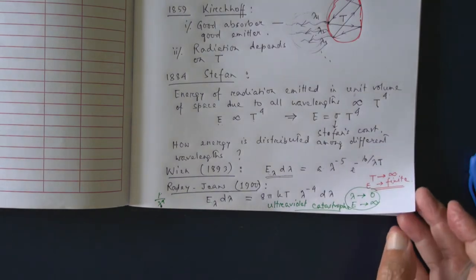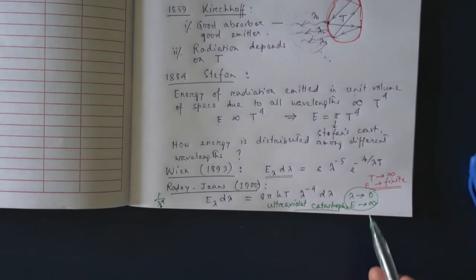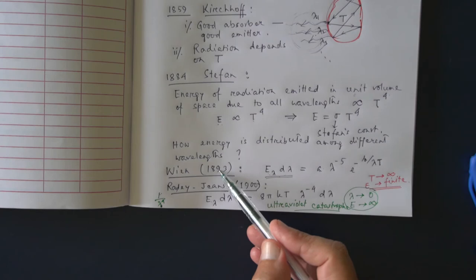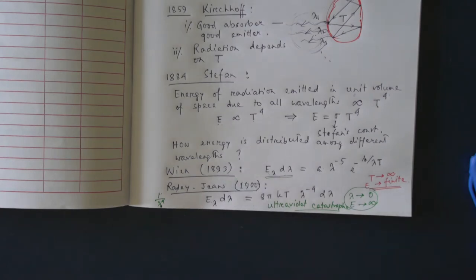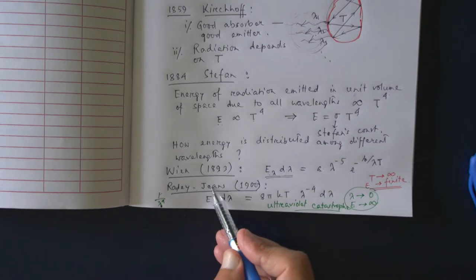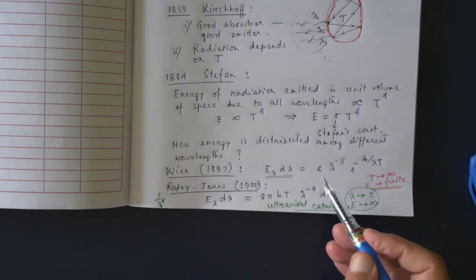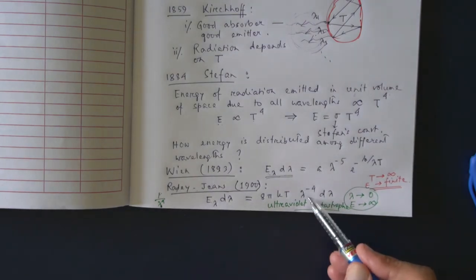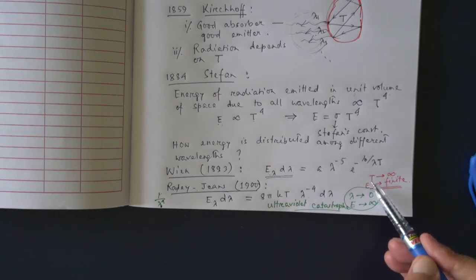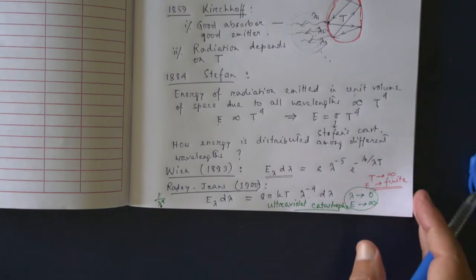So you see, this formula was deduced by using thermodynamics, which is classical physics. This one was deduced using principle of equipartition of energy, which is again classical physics. So classical physics does not give the exact picture. Besides, let me tell you another thing.